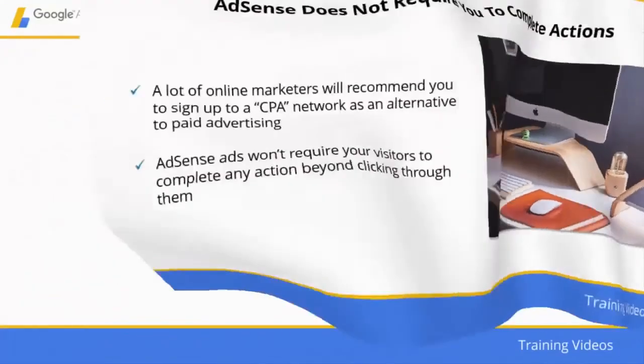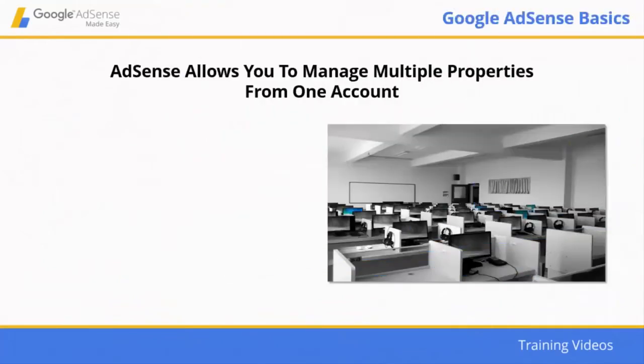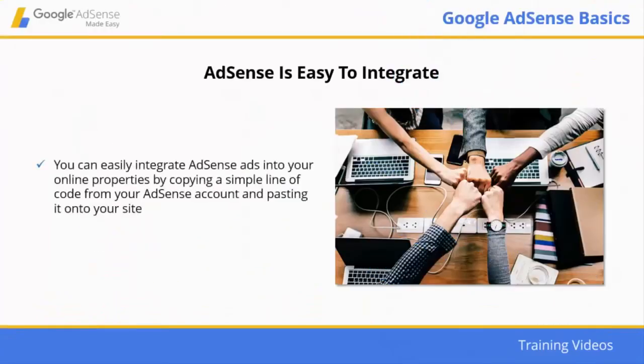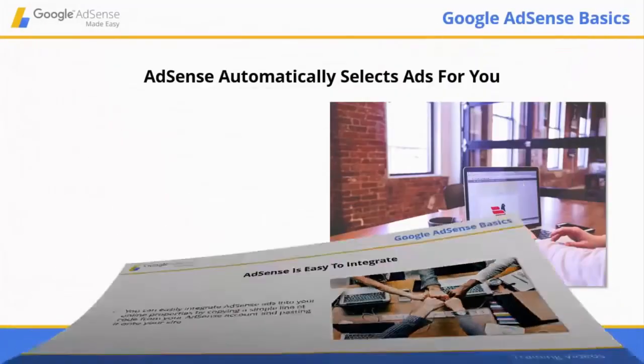AdSense allows you to manage multiple properties from one account. This is a feature not offered by many other ad networks. If you own more than one niche website, AdSense will allow you to manage several of them from a single account. AdSense is easy to integrate. You can easily integrate AdSense ads into your online properties by copying a simple line of code from your AdSense account and pasting it onto your site. You won't need to pay anyone to do it for you, cutting on expenses.